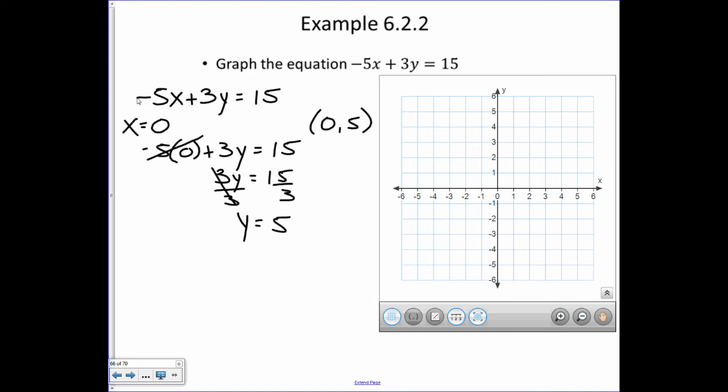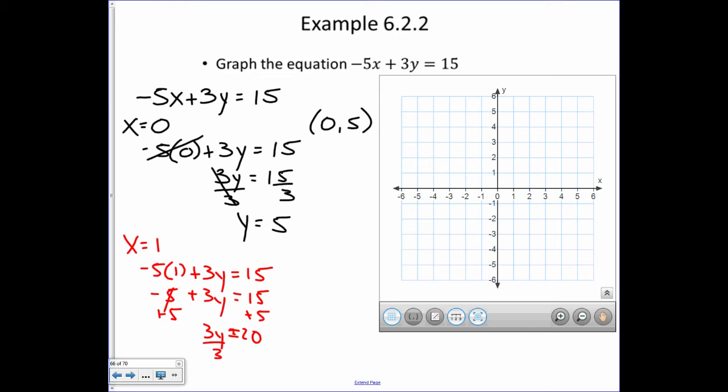So let's try using x equals 1 again, but it's going to cause us a problem. Negative 5 times 1 is negative 5, plus 3y is equal to 15. You can add 5 to both sides. And so 3y is equal to 20. Divide by 3, and we get y equals 20 over 3.